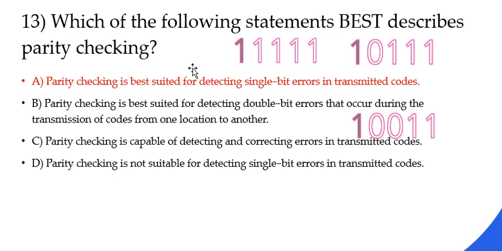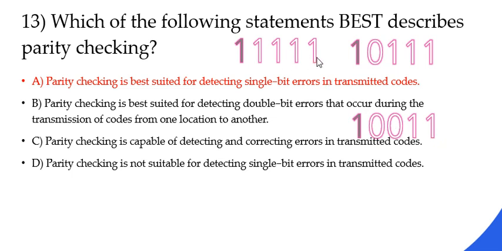Okay, question number 13. Which of the following statements best describes parity checking? So when you take a look at the choices here, the very first one is telling you that parity checking is best suited for detecting single bit errors in transmitted codes. That is true, because we only detect the single bit error for this simple parity method; it isn't capable of detecting the double bit errors.